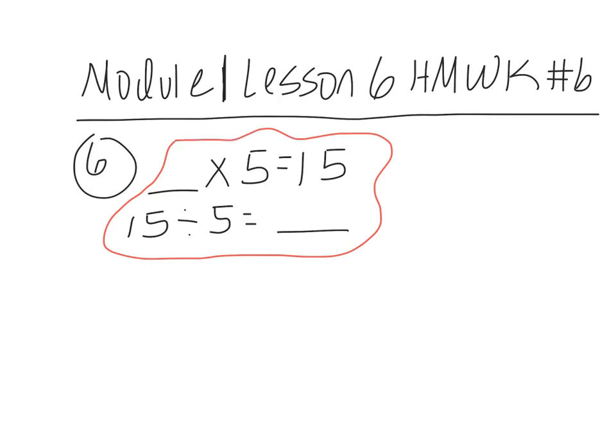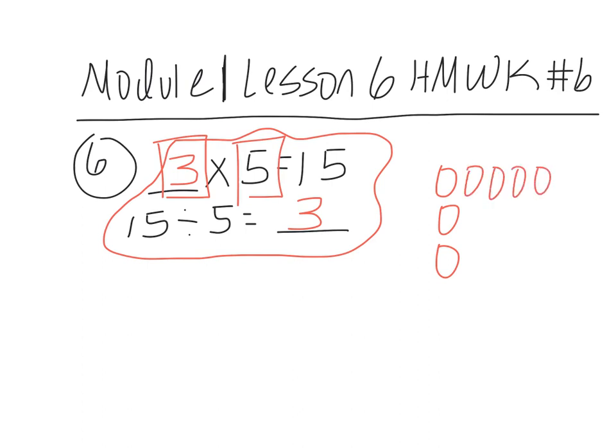And if you're going to draw an array, well, we know that 3 times 5 is 15, and 15 divided by 5 is 3. So if we're going to draw an array, this number right here represents the number of groups. So that means the number of rows. So we're going to have 3 rows. This number here represents the number in each group. So if there's 5 in each group, I will have 3 groups with 5 in each.